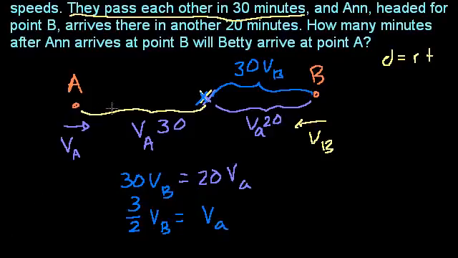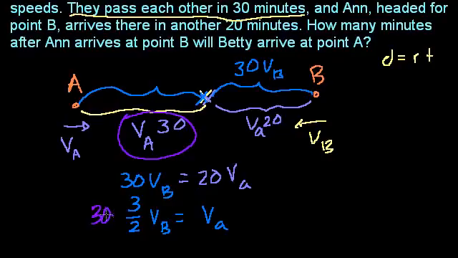Fair enough. So what is this distance in terms of Betty's velocity? We know it in terms of Anne's velocity. In terms of Anne's velocity, it's 30 times Anne's velocity, right? So what is 30 times Anne's velocity in terms of Betty's velocity? Well, we can multiply both sides of this by 30. This is the distance right here, Anne's velocity times 30 minutes.